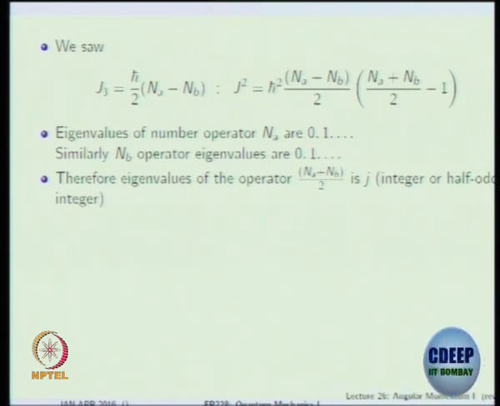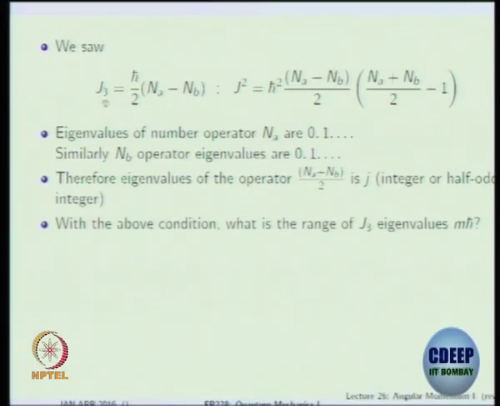Naturally comes the angular momentum algebra. When we try to do this (Na plus Nb) by 2, the factor of 2 is very interesting. It allows for J which can be integers or half odd integers. We will call this J. We will see the meaning very soon, why we call it J.